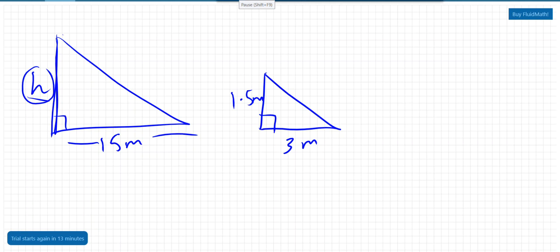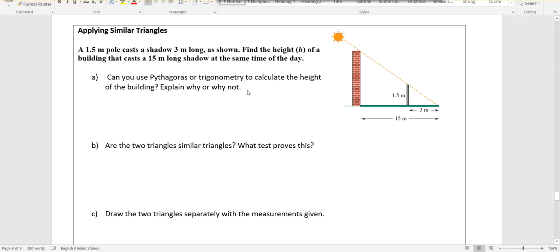And we can see now, to find h, we cannot use trigonometry or Pythagoras. There is not enough information in this larger triangle. All I have is a 15 over here, and that's it. I need at least an angle or another side to work out h. So my other option might be to use our knowledge on similar triangles, and maybe working out the scale factor. So keep that in mind. So for A, you should have said, no, we cannot, because there is not enough information. There is no angle or second side length.